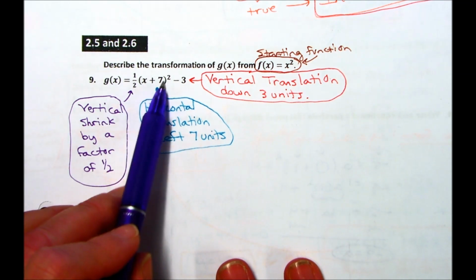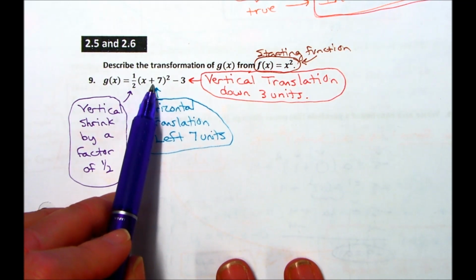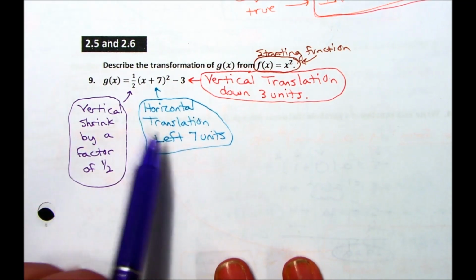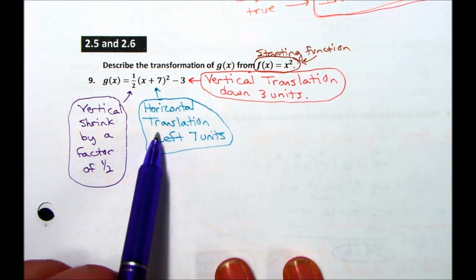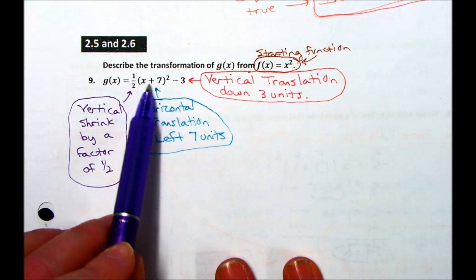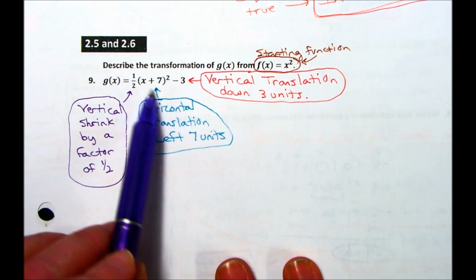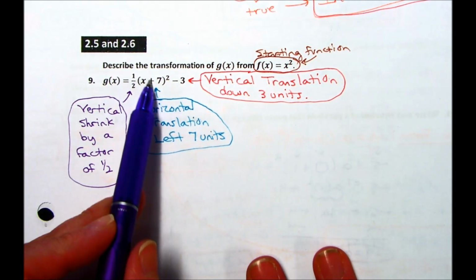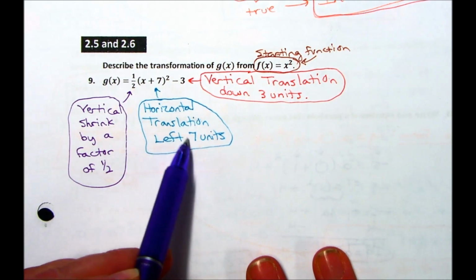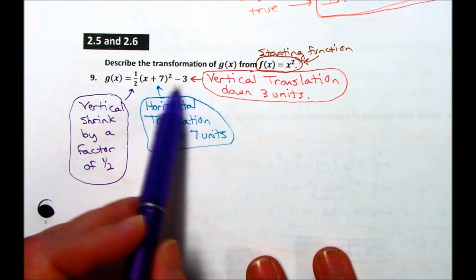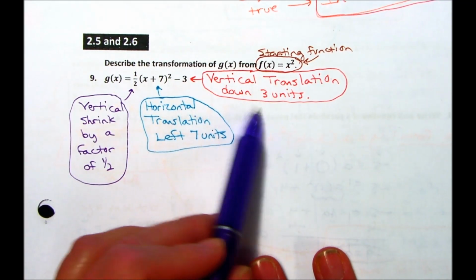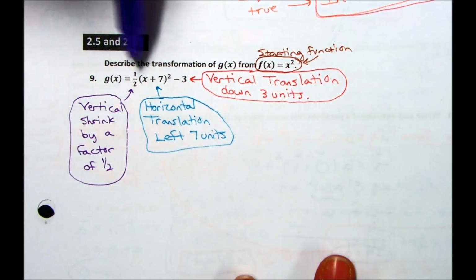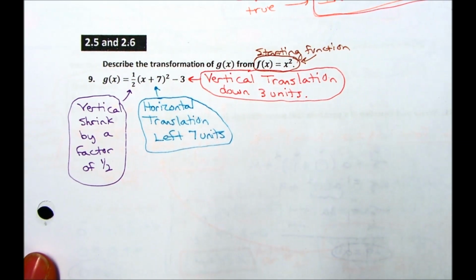The x plus 7 on the inside, again, things that are on the inside usually affect things horizontally, but it's going to be a translation. It's going to shift, and we always think opposite because it's x minus h. So the value of h would actually be -7. So even though it's a plus 7, we're going to the left 7 units. And then this -3 here is your vertical translation 3 units down. So there are 3 different statements that you need to write about the transformations.